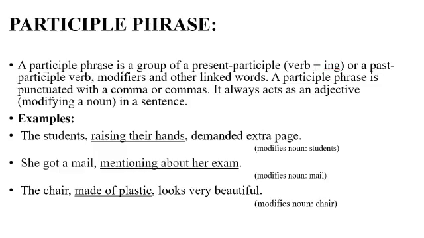So, a participle phrase is a group of a present participle, verb plus ing, or a past participle verb, modifiers and other linked words. It is punctuated with a comma or commas. It always acts as an adjective, modifying a noun in a sentence. Now we see these examples.